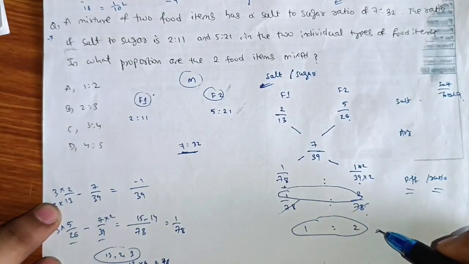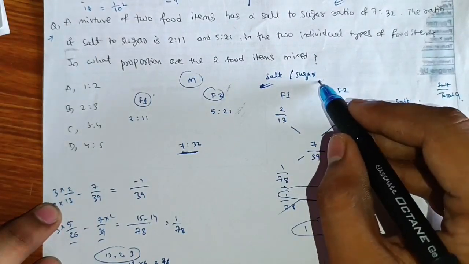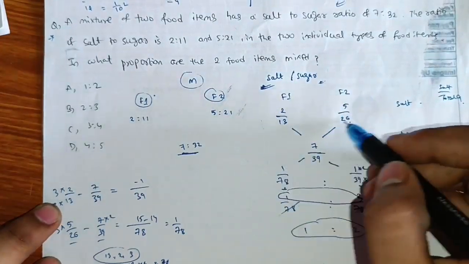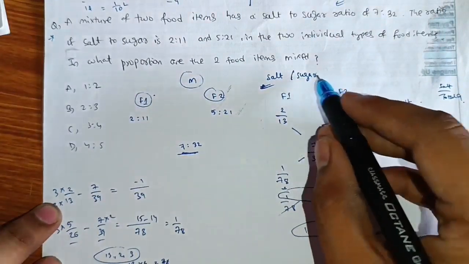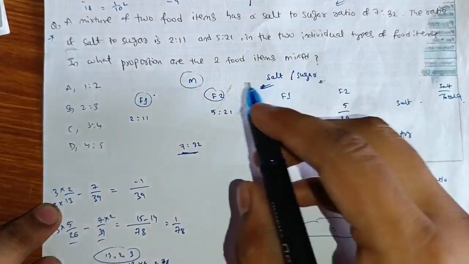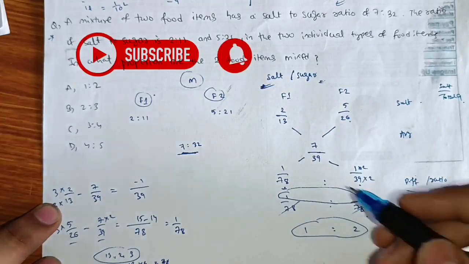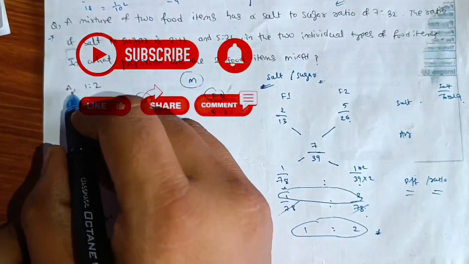This is the same answer you will get by taking sugar also, like sugar by total quantity for each. If you take sugar also, you will get the same answer. So the two food items are mixed in the ratio 1:2, which is in the options.